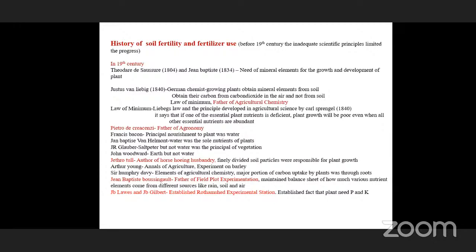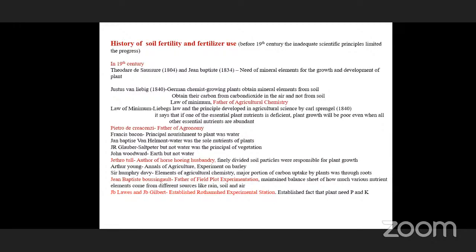Theodore de Saussure in 1804 and Jean Baptiste in 1834 explained the need of mineral elements for the growth and development of the plant. So they said about mineral elements for growth and development. Then Von Liebig said that these mineral elements are obtained from the soil. So please note it down. Justus von Liebig was a German chemist.